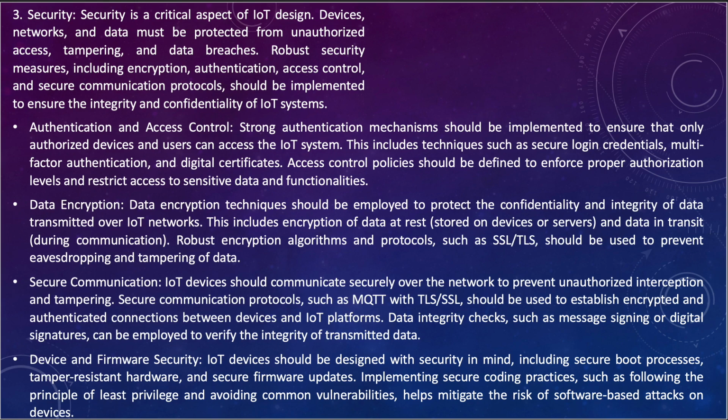Security is a critical aspect of IoT design. Devices, networks, and data must be protected from unauthorized access, tampering, and data breaches. Robust security measures including encryption, authentication, access control, and secure communication protocols should be implemented to ensure the integrity and confidentiality of IoT systems. So security in a product is very important, and it is needed.